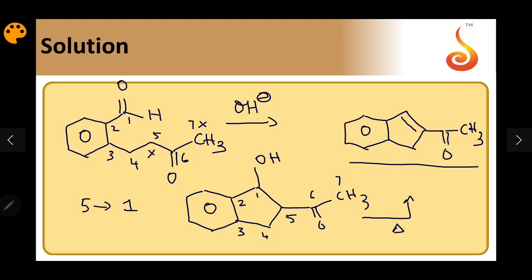In intramolecular aldol condensation, generally 5-membered and 7-membered rings can be formed as products. The other one is the 7-membered ring. 5-membered or 6-membered rings will be the stable product; the 7-membered ring is not very stable. So the major product has to be the 5-membered ring. We'll see the other one also.